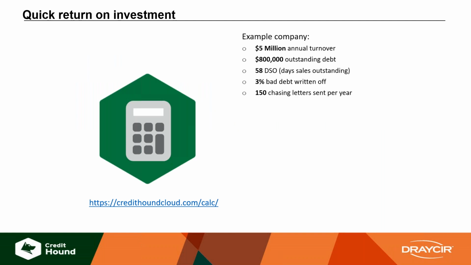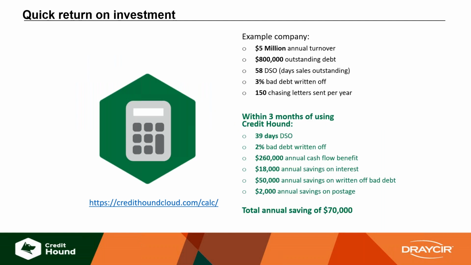Now, one of the key things you'll be thinking about, and rightly so, is the return on investment. Credit Hound really quickly saves businesses time and money. Within 3 months in this example, a business can save themselves $70,000 per year.